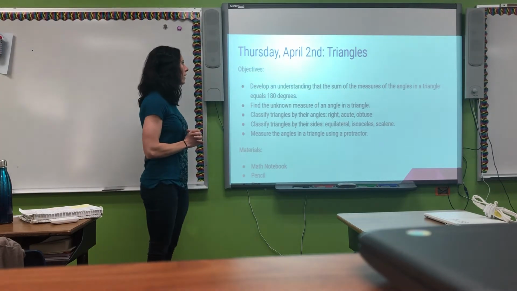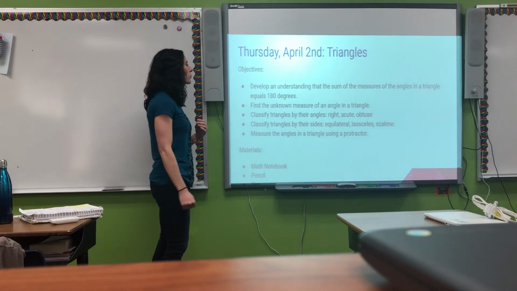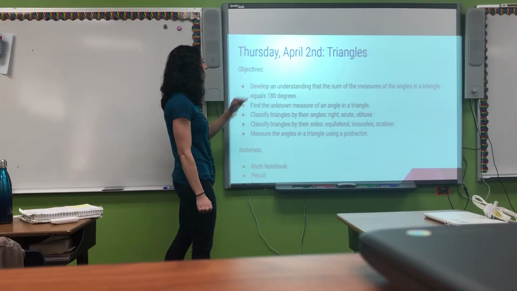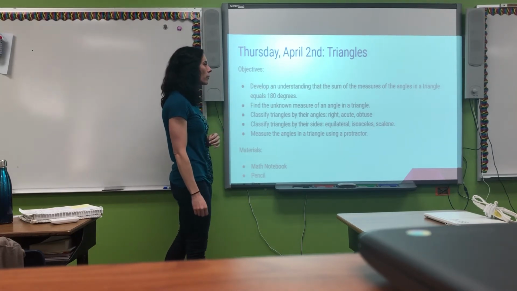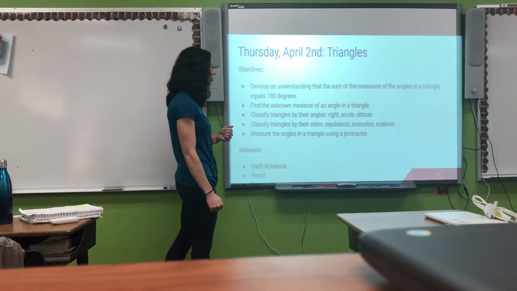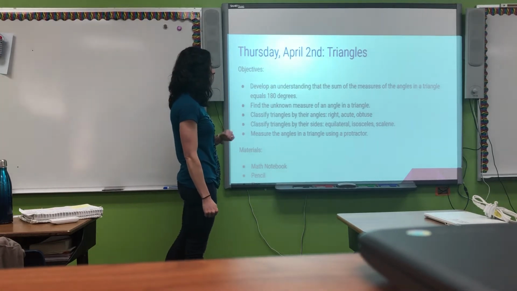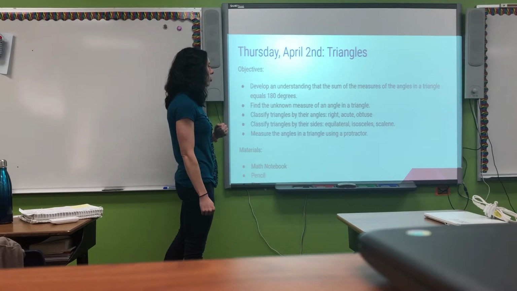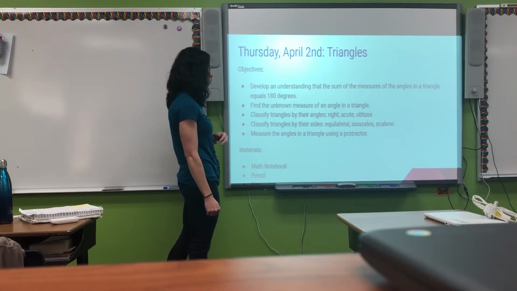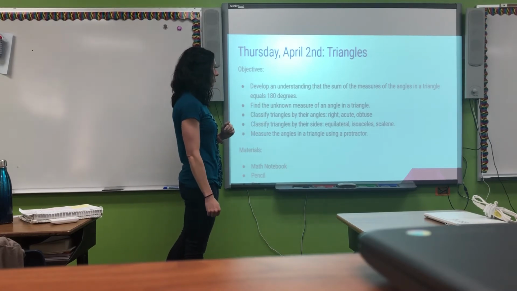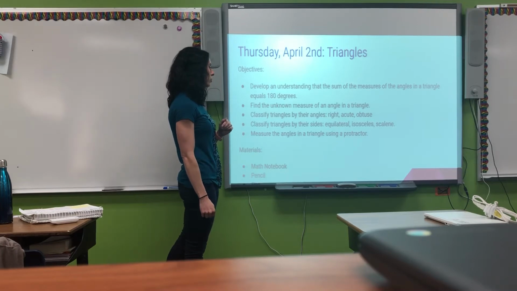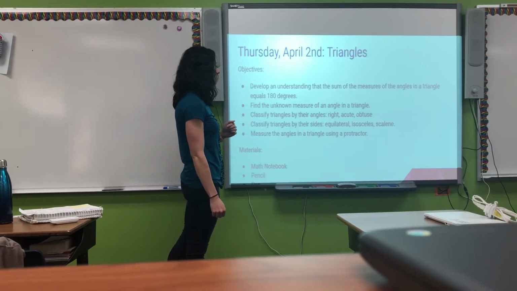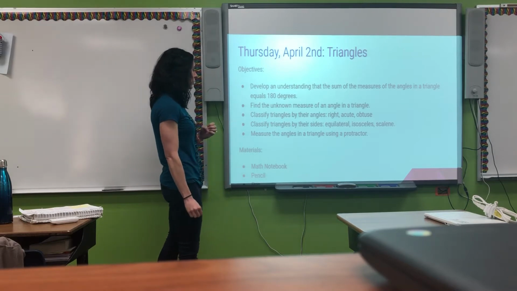All right, today we're going to talk about triangles. We're going to develop an understanding that the sum of the measures of the angles in a triangle equals 180 degrees. We're going to find the unknown measure of an angle in a triangle. Classify triangles by their angles, right, acute or obtuse. Classify triangles by their sides, equilateral, isosceles, or scalene. And measure the angles in a triangle using a protractor.